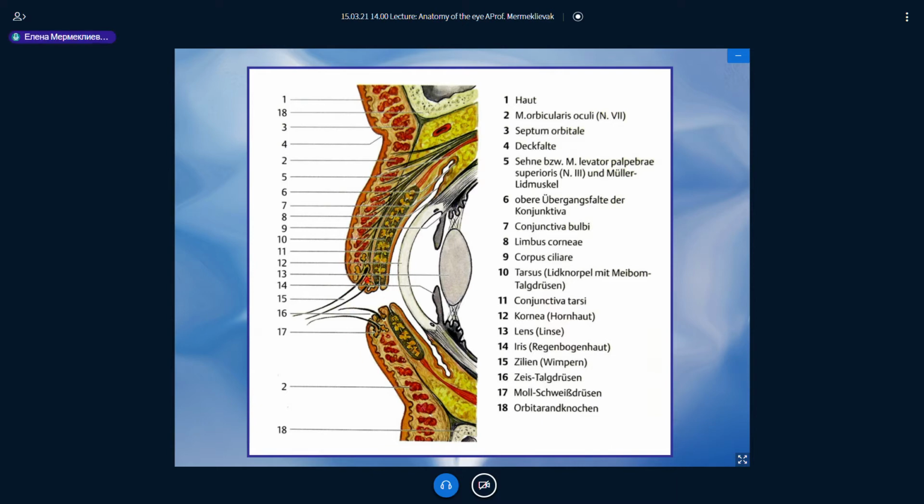Here we have the gray line where the skin meets the conjunctiva, and here we have the eyelashes. Here we have the levator muscle. It is responsible for the movement of the eyelid up and down. The orbicularis muscle is responsible for the closure of eyelids and for squeezing.